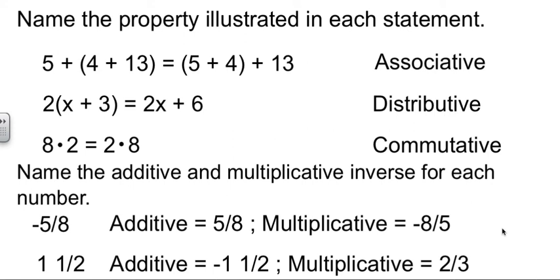So we classified numbers into their assorted sets. We've looked at properties so that we can recognize them when we see them. And we found inverses, both additive and multiplicative.